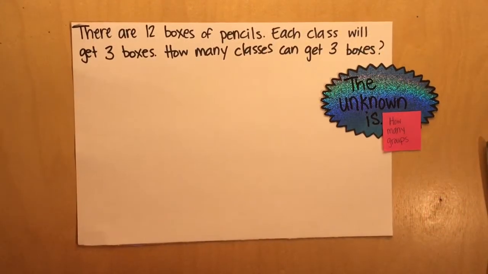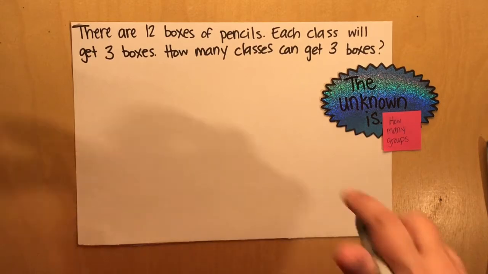The other situation that will happen when we're doing division word problems is that we might not know how many groups there are going to be. We know how many is going to go in each group, but we don't know how many groups there are ultimately going to be. Here's our problem to demonstrate that.